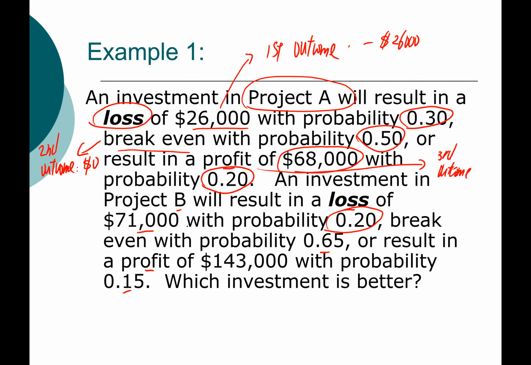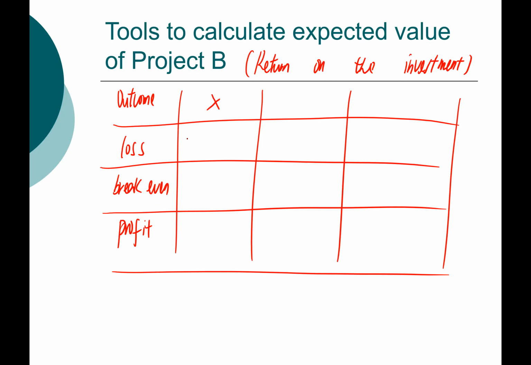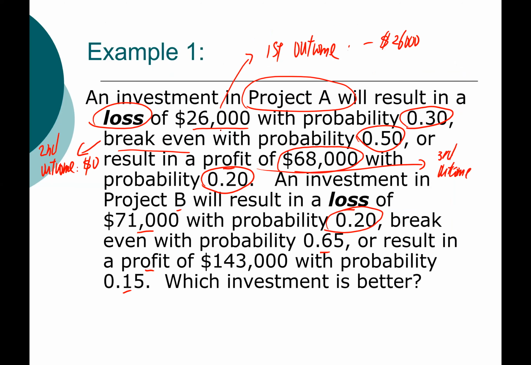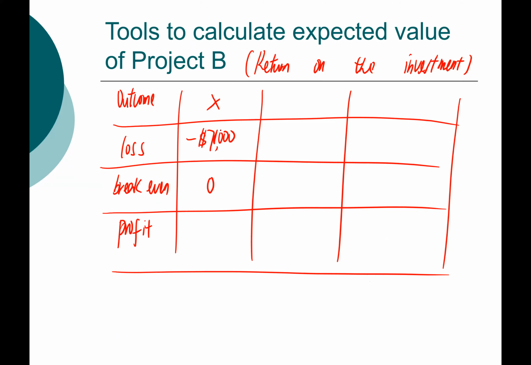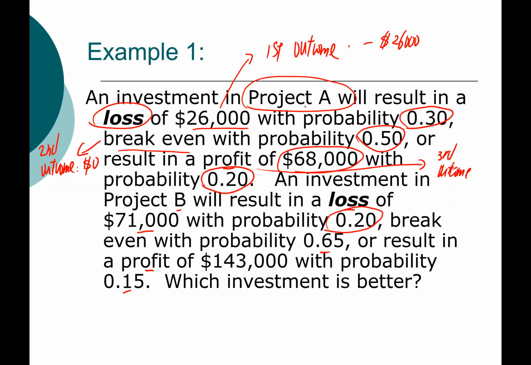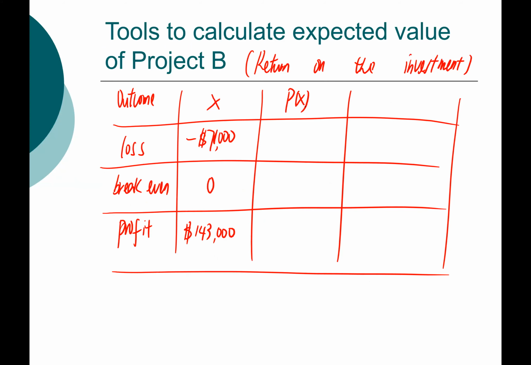And if you look at the first case is loss of 71,000. Second one is a break even. So loss of negative 71,000. Okay, and break even, we know that. And then let's take a look at the profit case. That's how much profit you can make. It's 143,000. Okay, then let's look at each associated probability. So for the loss case is 0.2. You're losing 70,000 with a 20% probability, 65% and 15%. So it's 0.2, 0.65, and 0.15.